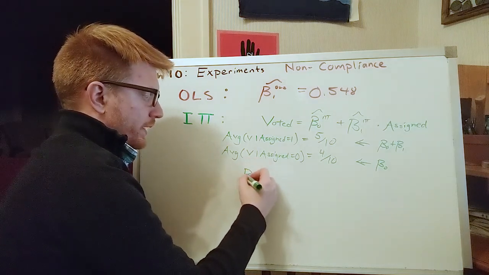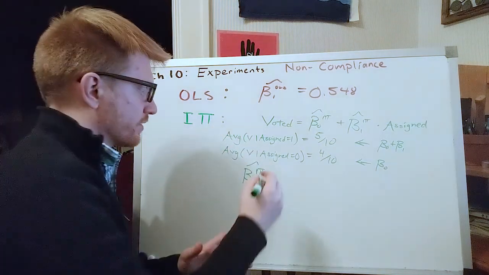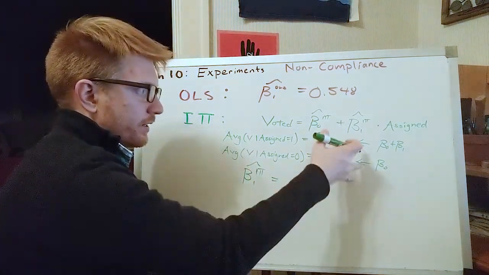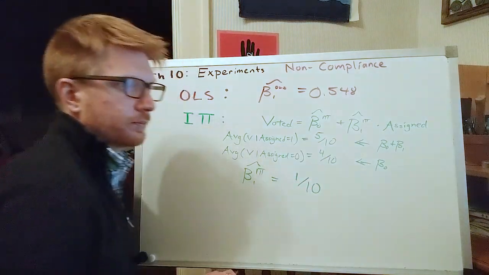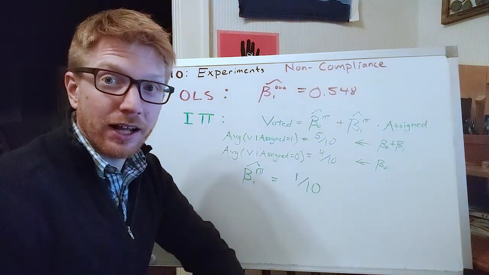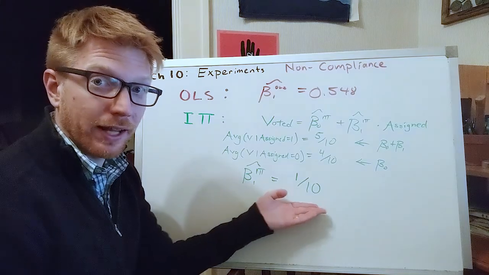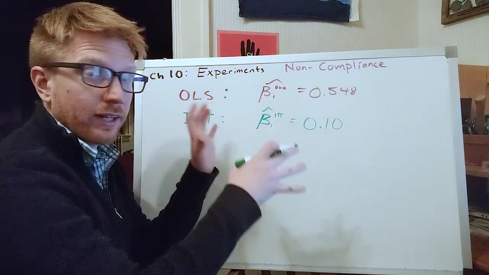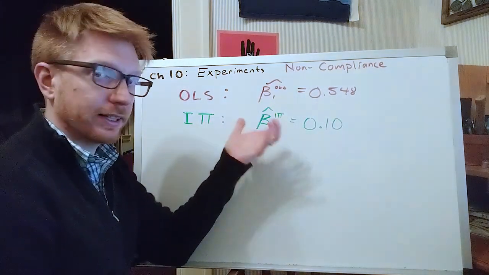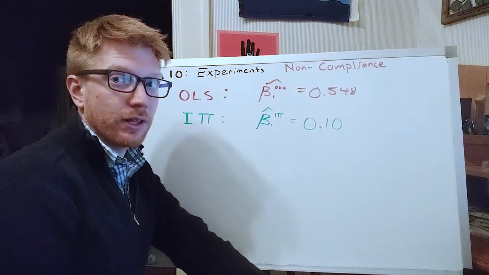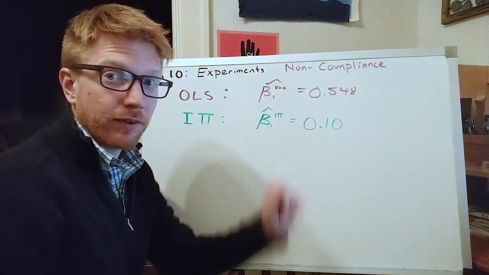So our beta 1 intention to treat, the impact of being in the treatment group, is simply the difference between these two, or 1/10. Simply being assigned in the treatment group raises the expected voter turnout by 1/10. So we've looked at the OLS regression of voted on delivered. We've looked at the impact of being assigned to the treatment group on voted. We got very different estimates.